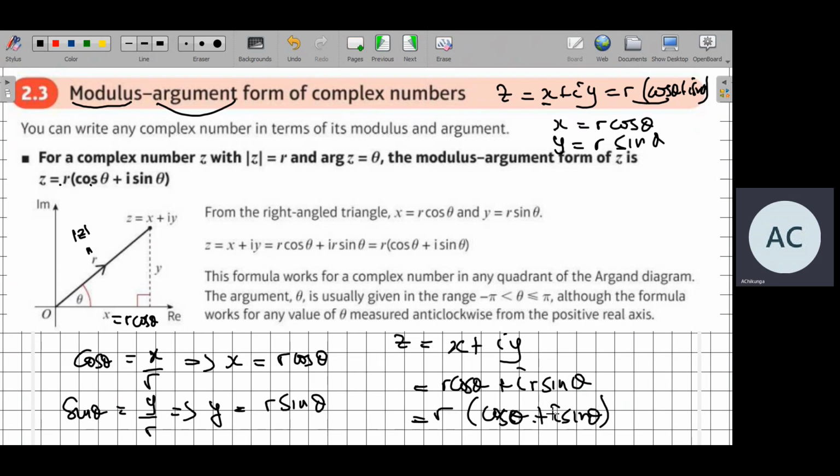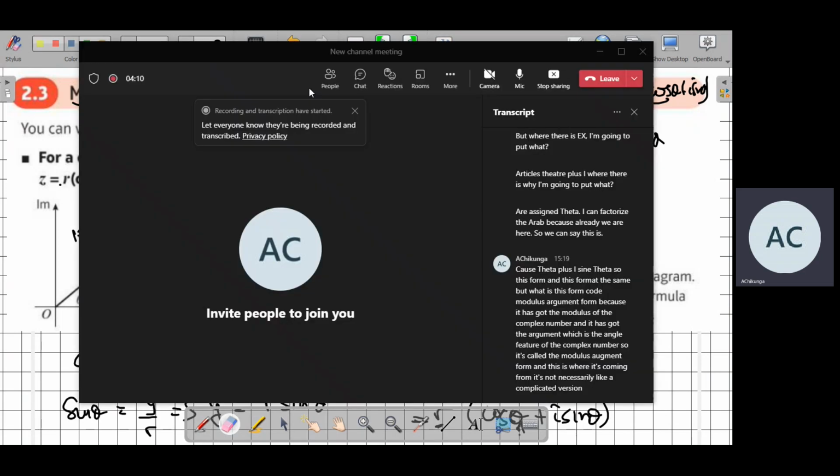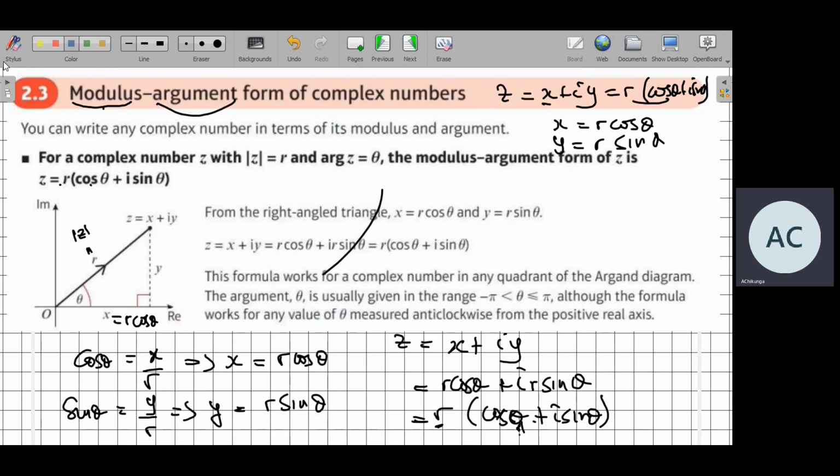But what is this form called? Modulus argument form. Because it has got the modulus of the complex number and it has got the argument, which is the angle theta of the complex number. So it's called the modulus argument form. And this is where it's coming from. It's not necessarily a complicated version. It's just showing us where these formulas are emanating from.